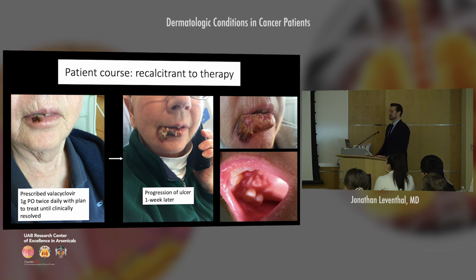And so I was feeling really good about myself. And then I knew I was in trouble, because a week later, she calls my nurse and says, tell Dr. Leventhal to come down here. His diagnosis is all wrong. The ulcer's taken over my entire lip. And so it was hard to believe.